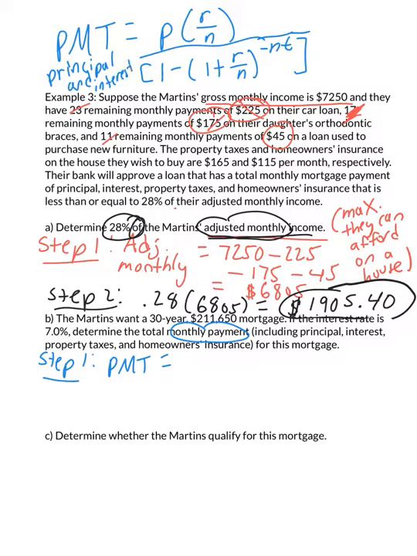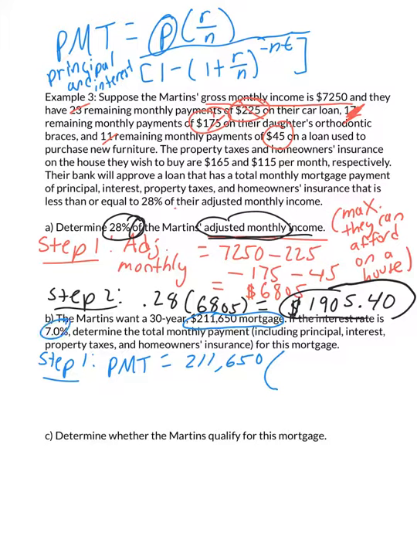So the monthly principal and interest payment is P, the mortgage. They tell you the mortgage, at least they were a little bit nicer than usual this time. We don't have to calculate the mortgage like we did in example 1. They literally say $211,650 mortgage. So that gets plugged into P. $211,650 times R, the interest rate.